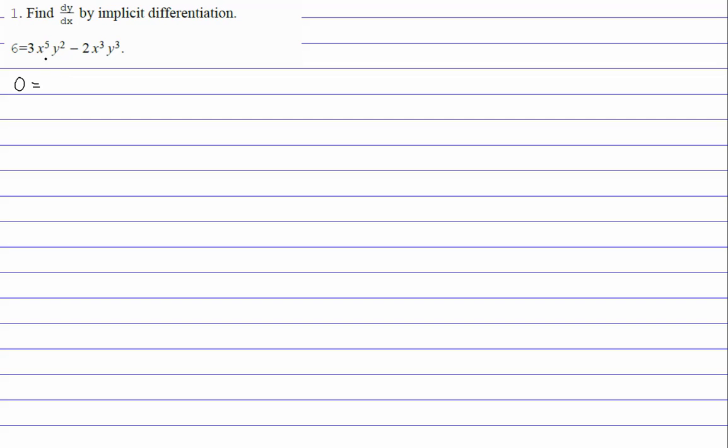Now derivative of this. Now notice you have a product, 3x to the 5th times y squared. So we're going to address it with the product rule. So derivative of the first times the second. And then we're going to have plus, copy the first, times derivative of the second.